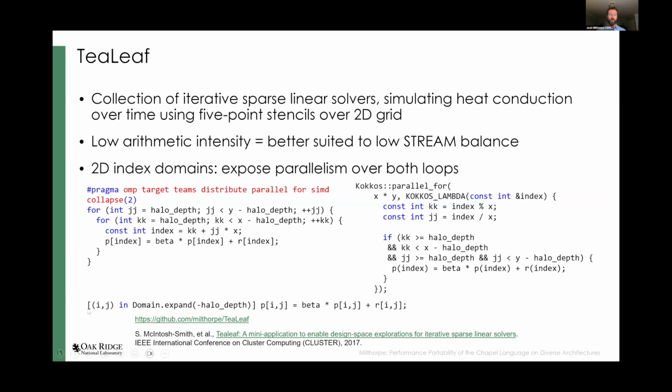And then you can see the Chapel code here. It's a one-liner. So we have 2-dimensional Chapel domains, and we can just iterate across them and perform the operation. Again, all of these codes are available on GitHub.